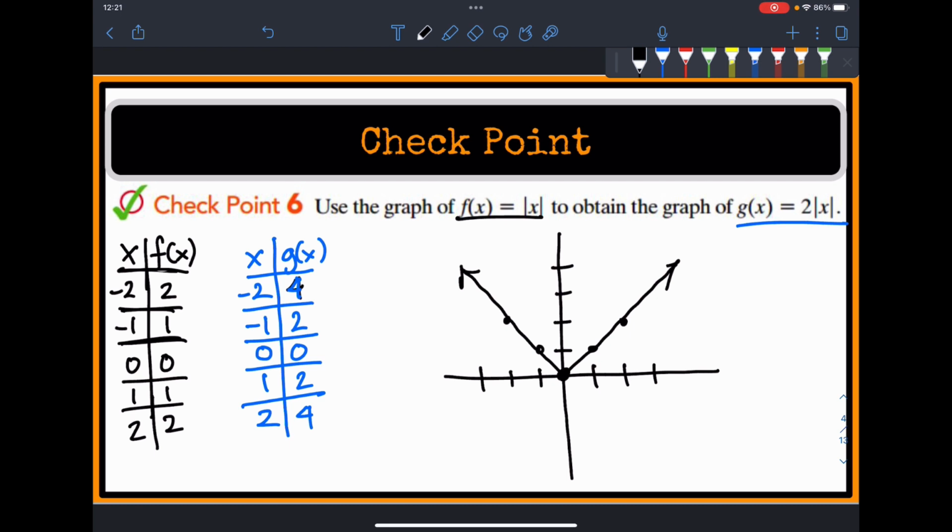Compare that to g. Look how now these points are stretched. At -2, the y value now is at 4. At -1, the y value is at 2. At 0, it stays the same. This point is now at 2. At 1, the y value is 2. And at 2, the y value is 4.